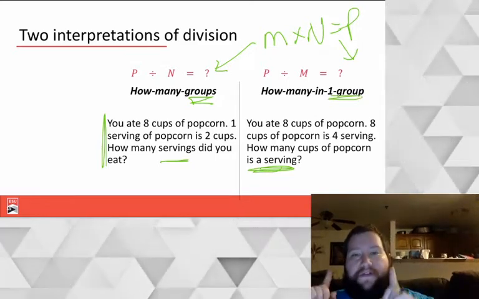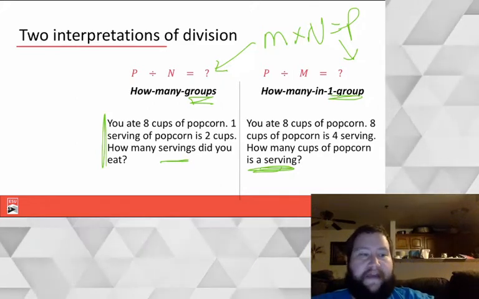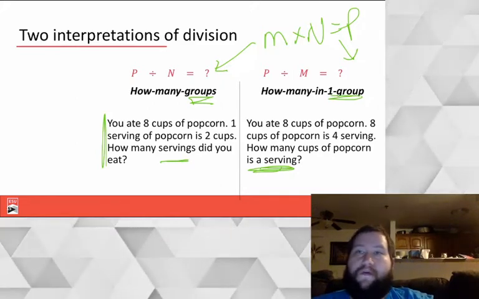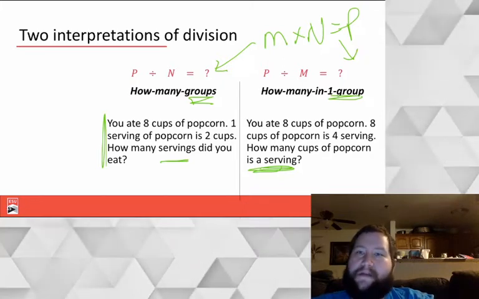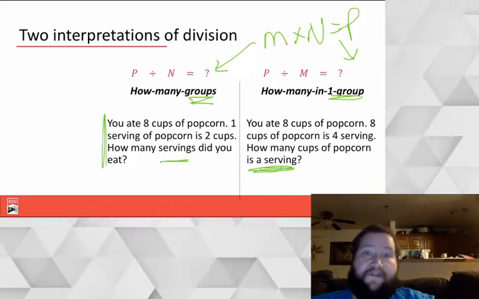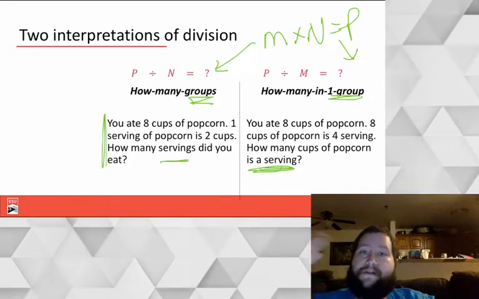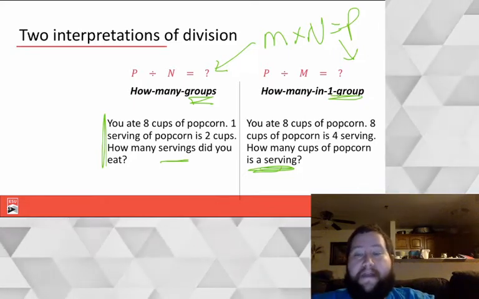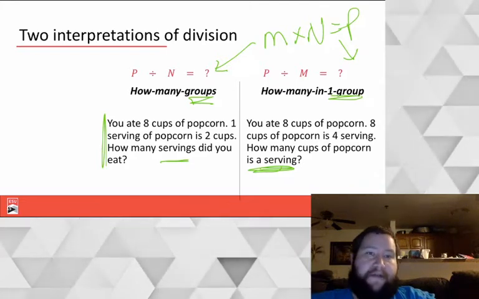And so those are really the two big meanings of division, and we're going to work with those today. If you are in class on Wednesday of this week, we're going to be doing an activity where we work with these two meanings of division, and we practice looking at a word problem. We decide, is this how many groups or how many in one group? And then eventually you'll have to write some of these problems.